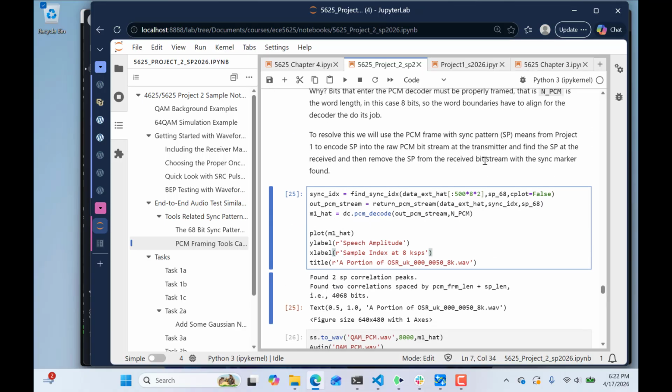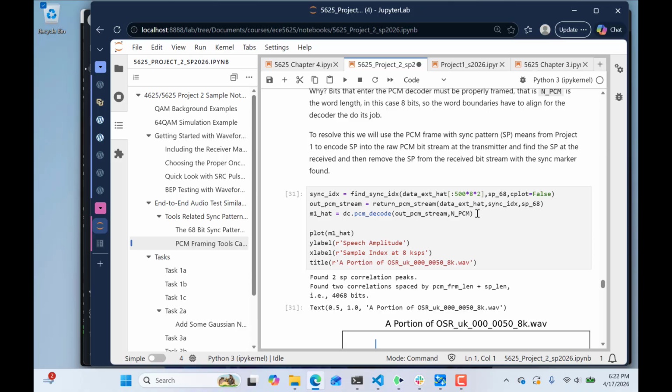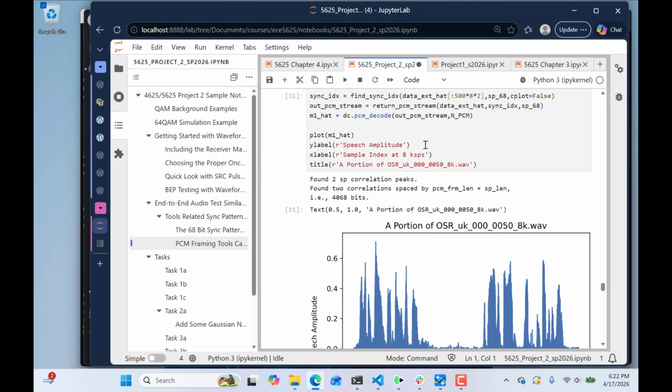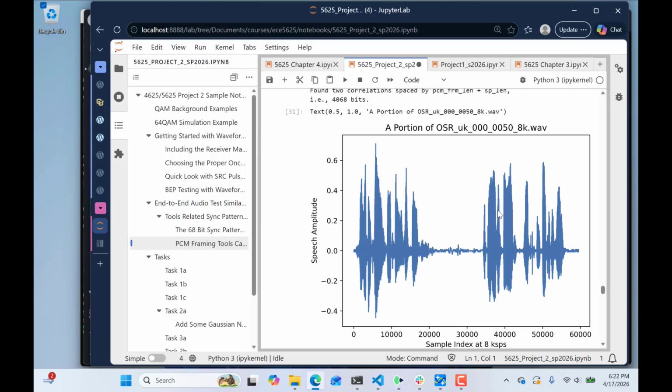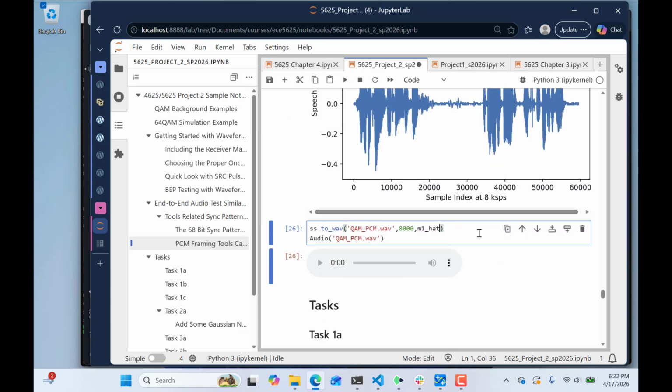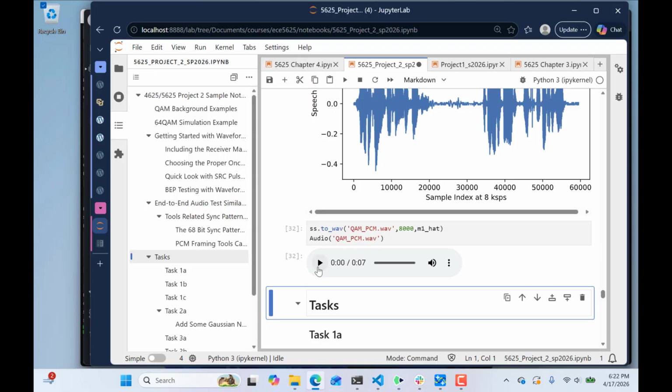Now I'm going to come down here in the receiver and I'm going to find the sync index from the sync pattern, and then I'm going to plug that into returning the packet stream or framed stream into just raw PCM bits without the sync pattern included. And then I can pass that into the PCM decode, and I get back my data. And if I go ahead and save that data.